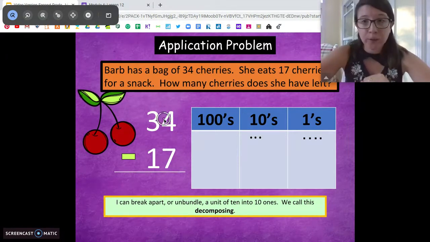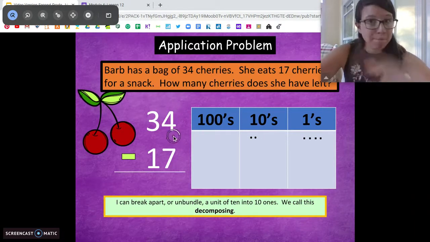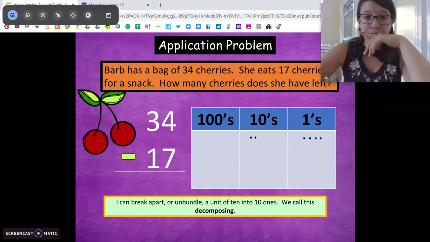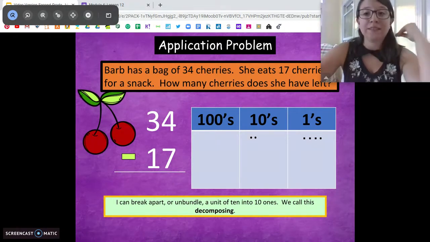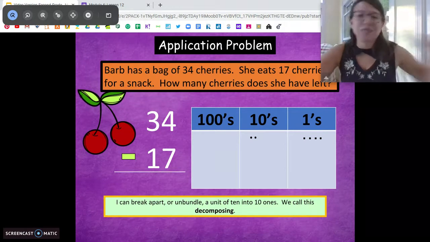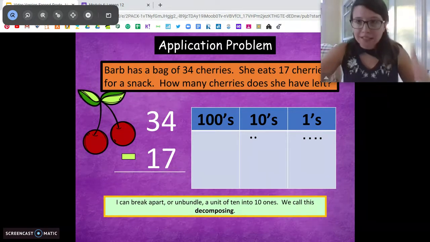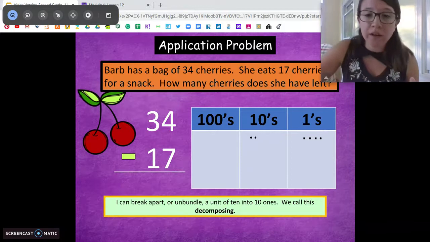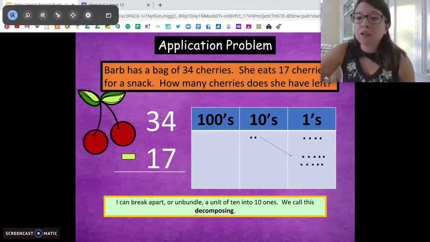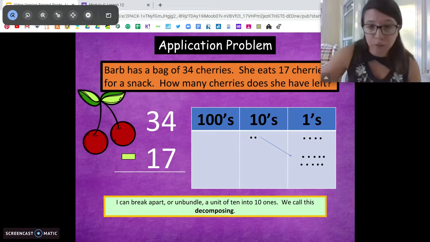Got it? Okay. Now, when we do this, can we subtract 7 from 4? Can we take 7 away from 4? We can't, right? It's not big enough. So what do we need to do to get more ones? Yes, we need to unbundle. We need to decompose one of those tens. I already did it. We're going to take a 10 away, and we're going to add 10 ones into our ones place.